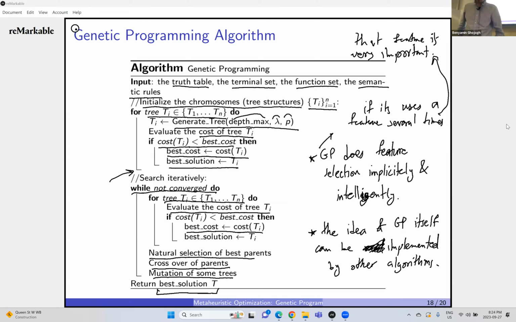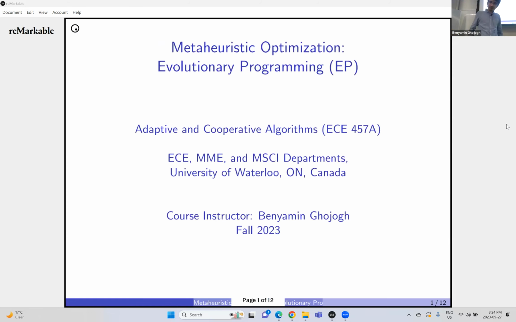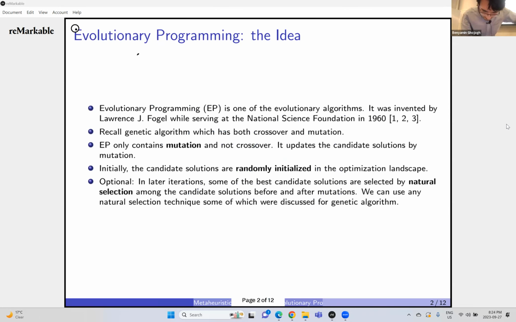Okay, let's move on to the next algorithm. We have some short algorithms; the description of them is short. One of them is evolutionary programming. Okay. First off, let me tell you about evolutionary algorithms.